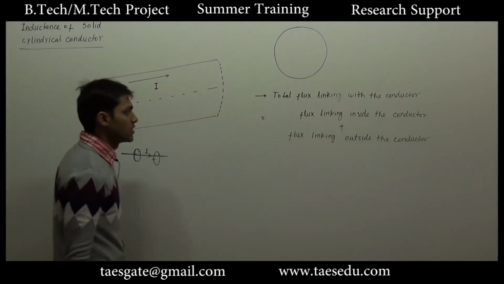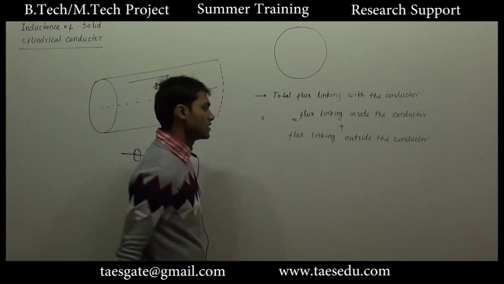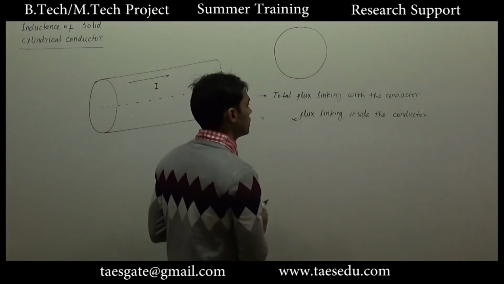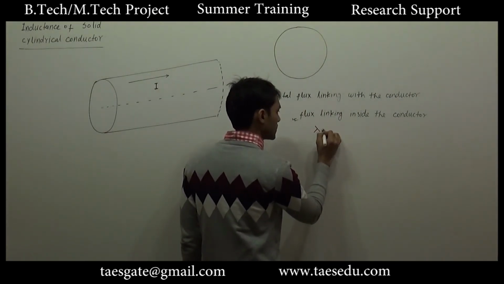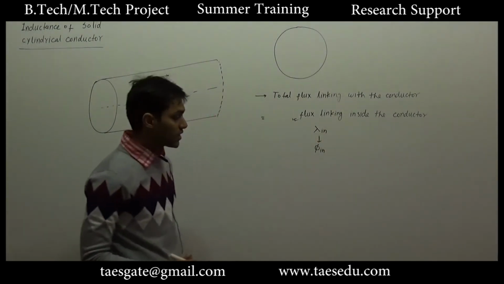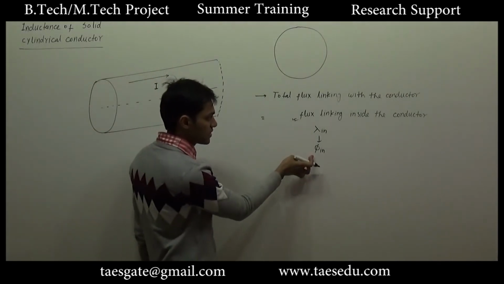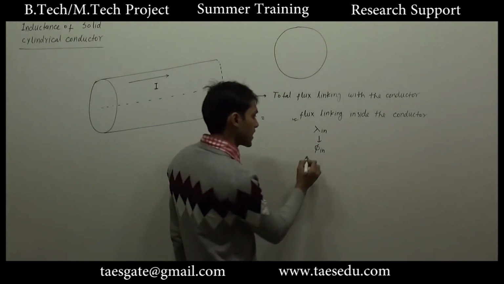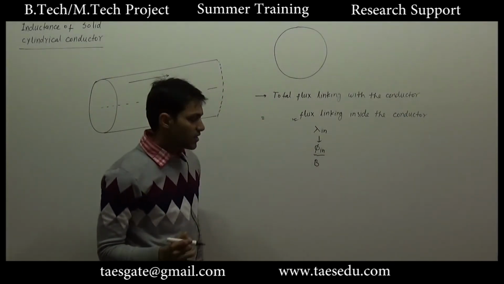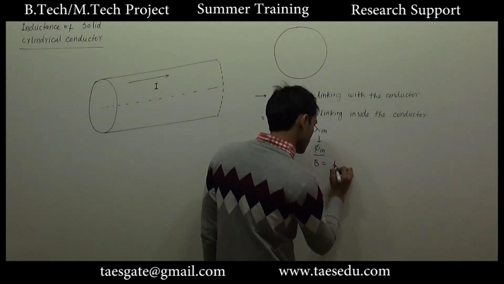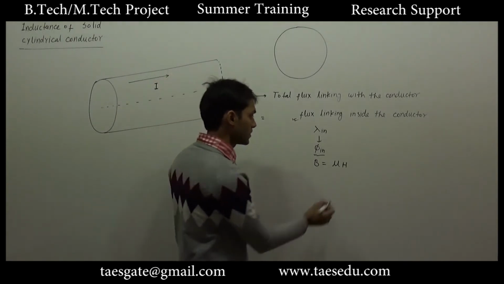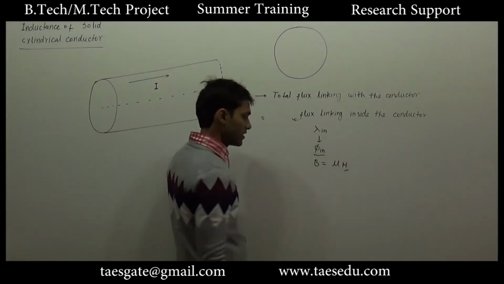Okay, so let us try to find out the total flux linking inside the conductor first. For this we will first calculate flux inside the conductor, and then we will see how much part of this flux is actually linking with the conductor. For calculating flux, you must have magnetic flux density, and magnetic flux density is nothing but permeability into magnetic field intensity. So now let us calculate magnetic field intensity.